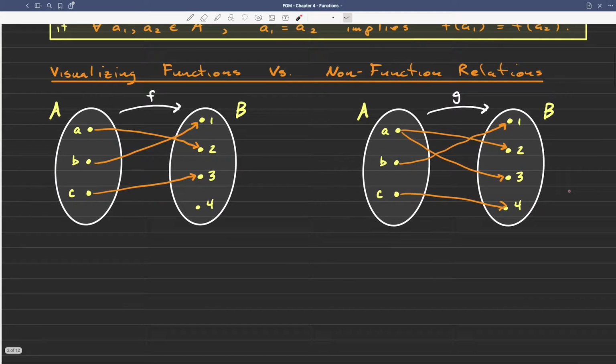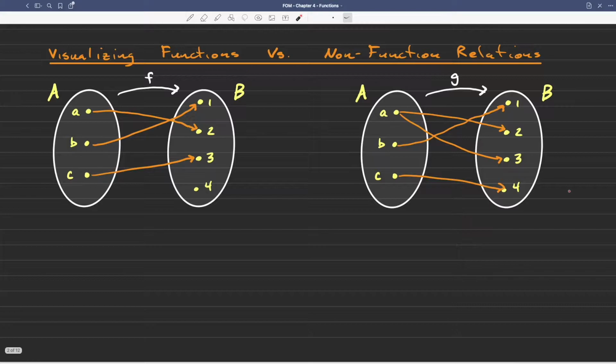Whenever we're dealing with the bubble diagram picture of a relation, we can tell at a glance whether or not it's a function. This first one, f, is a function. I can see that the domain is all of A, because every element in A has an arrow coming out of it. The range is in B. The range is the set of elements in B that have an arrow pointing toward it, so the range here is 1, 2, and 3.